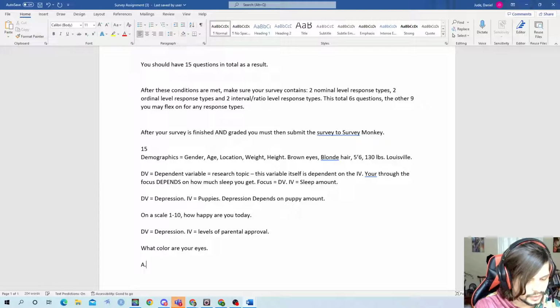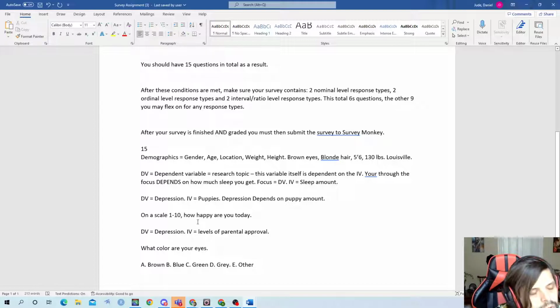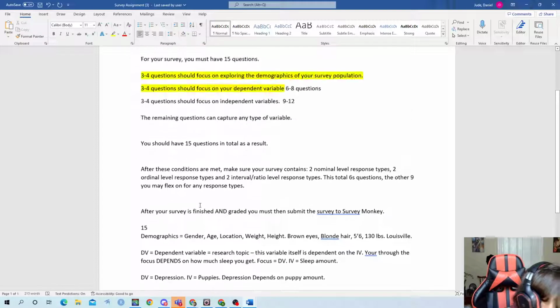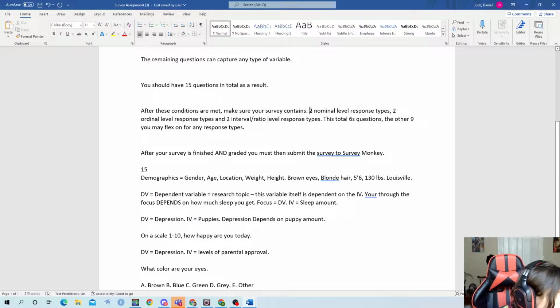Okay, so A, brown. B, blue. C, green. D, gray. Okay, and then you could have an A, B, C, D, E. You can have E and say other because it has to be mutually exclusive and collectively exhaustive. So mutual exclusivity means that your answers don't overlap with each other, and collective exhaustiveness means that you exhaust every possible answer. In other words, I have these eye colors here, and what makes it collectively exhaustive is that other there because it captures everything else. So that would be an example of nominal level response or categorical.